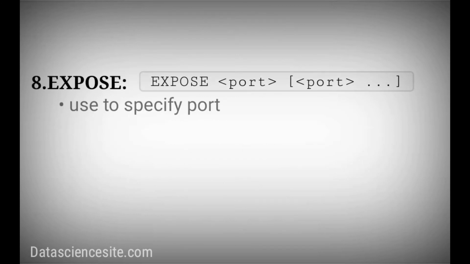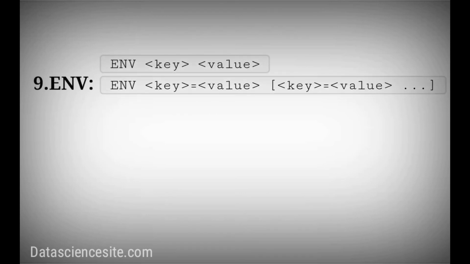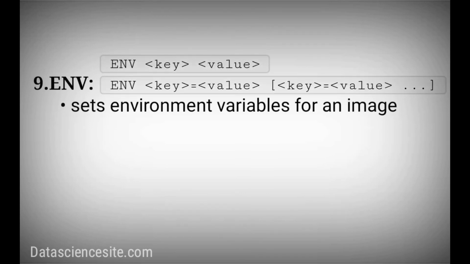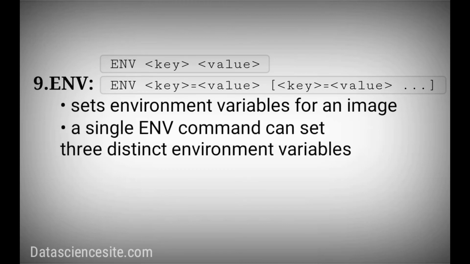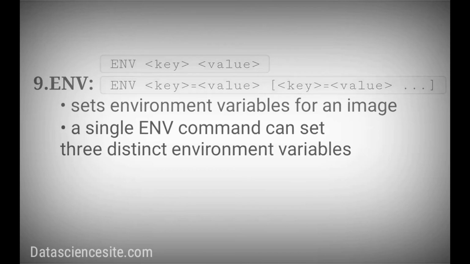The next one is the EXPOSE command. This is used in order to specify a particular port. By doing so, built image containers listen to the specified port. The ENV command is also an instruction to set environment variables for an image. With a single ENV command, you can set 3 distinct environment variables.